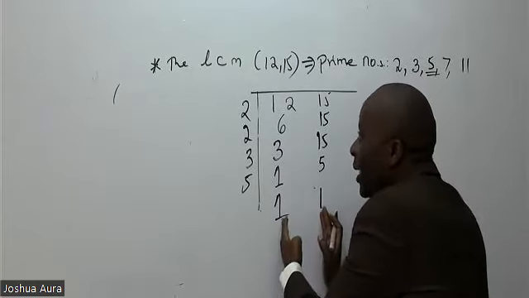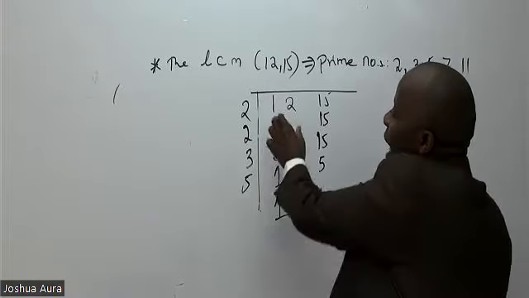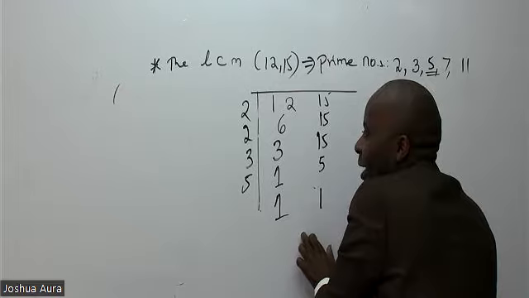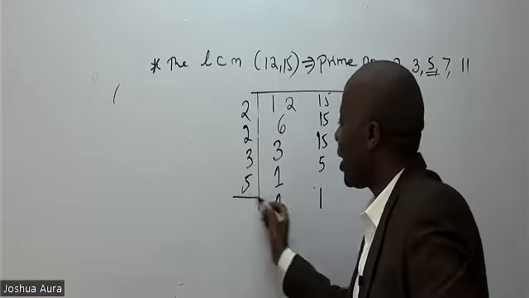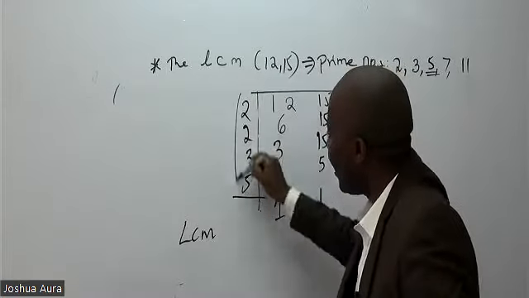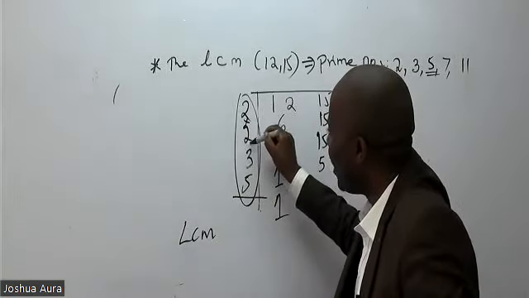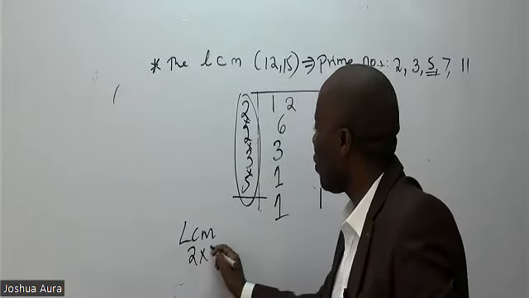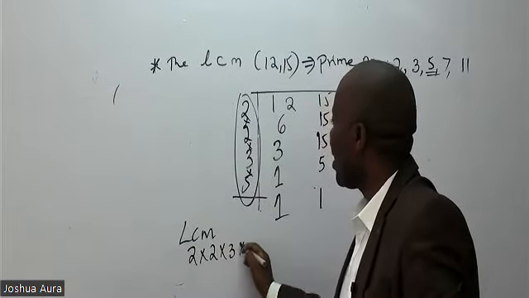Because when I'm getting the LCM, my work is to drive these numbers here all the way to 1. I drive them all the way to 1. And then, ladies and gentlemen, for me to get the LCM here, what do I need to do? I need to look at this term and multiply all these numbers. So in this case here, the LCM will be 2 times 2 times 3 times 5.